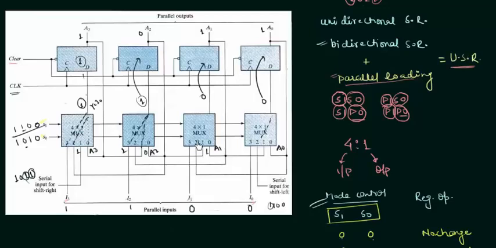So this is how the universal shift register works. If you know the basics of multiplexers and D flip-flops, and also you have studied these 4 operations in the shift registers, you will get this easily.